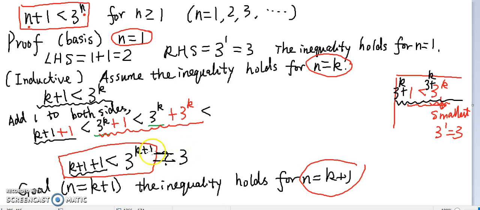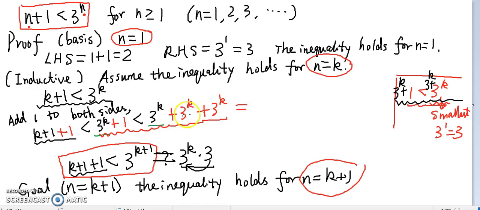If we use algebra, we know 3 to the k plus 1 equals 3 to the k times 3. Which means we need 3 copies of 3 to the k instead of just 2 copies of 3 to the k. So I'm going to go ahead and add another copy of 3 to the k, because 3 to the k plus 1 is already smaller than 3 to the k plus 3 to the k. If I add another one, it's going to make the right-hand side even larger. And so the left-hand side is still going to be less than that.